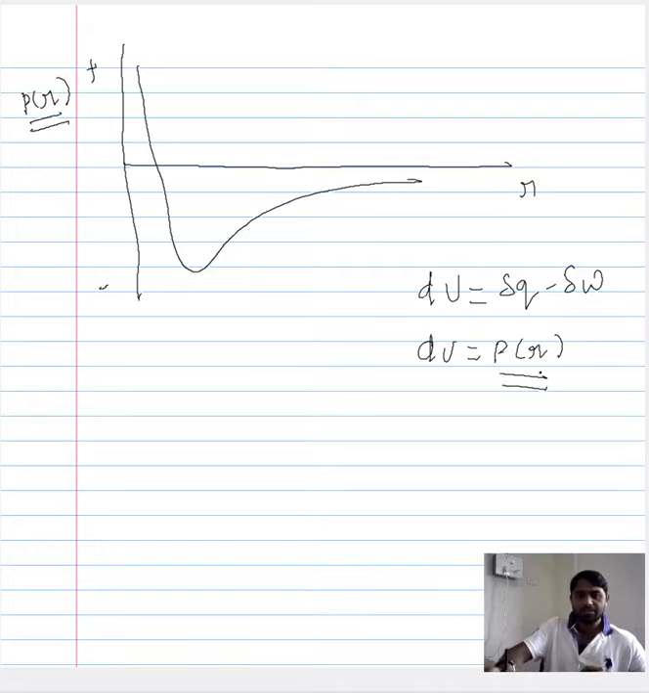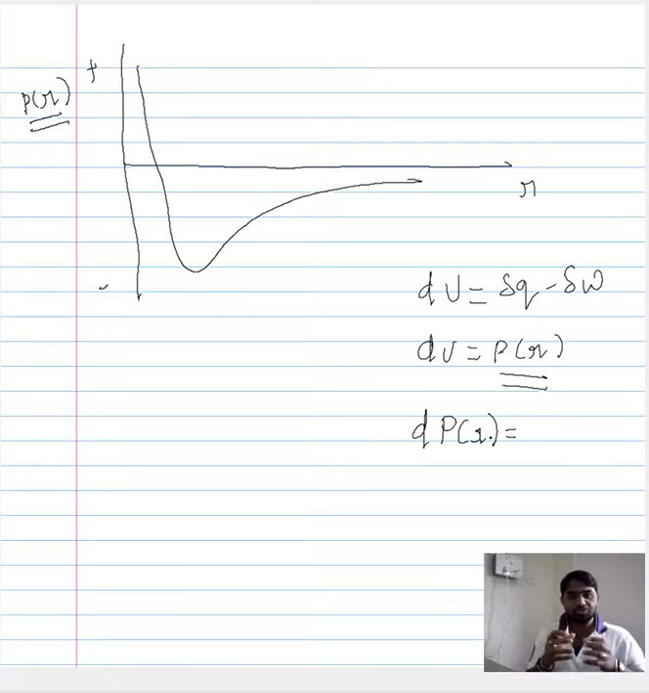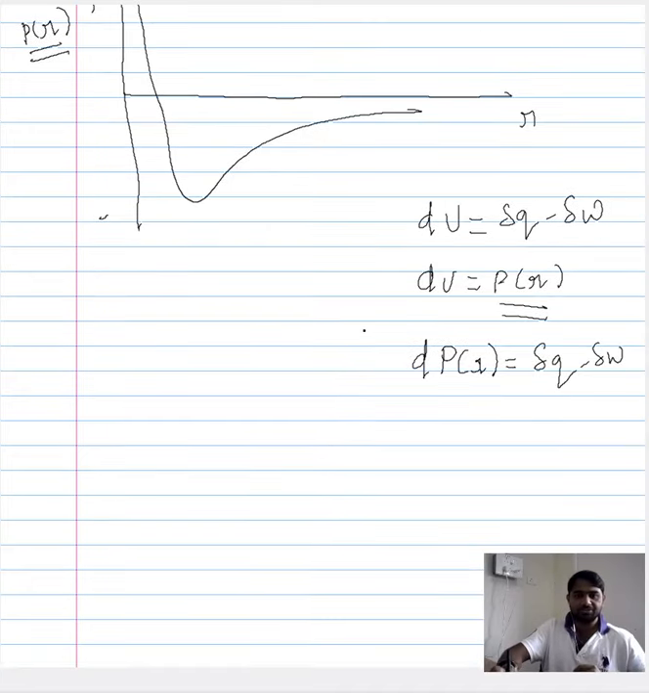So when you substitute this relation here, the change in the interaction potential of the system is dependent on the heat fed into the system and the work done by the system. Now assuming that there is no heat fed into the system, the change in the interaction potential of the system is the negative of the work done by the system.